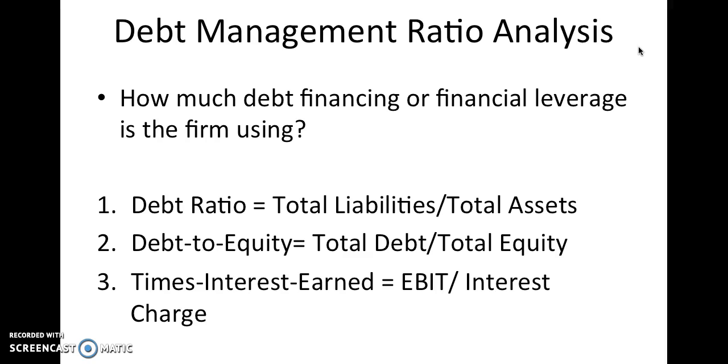Okay, as for debt management ratios, what do we mean by debt management ratios? We talk about how much debt financing or financial leverage the firm is actually using. 3 different kinds here. Debt ratio, which is total liabilities by total assets. Debt to equity, which is total liabilities or total debt by total equity. Times interest earned is EBIT divided by interest charged. So how many times the interest charge are we earning in operating income? That's all it really is.